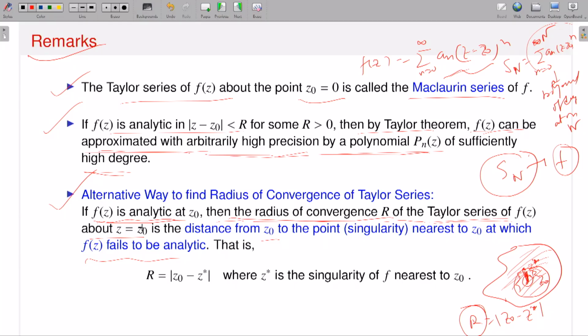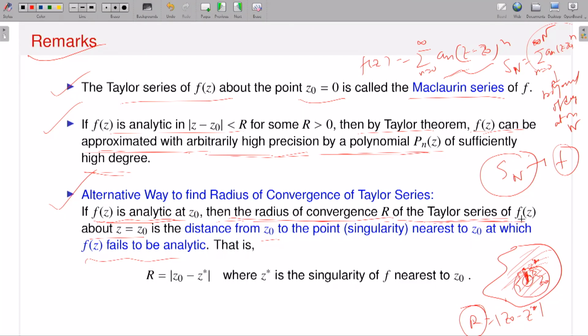So an alternative way to find it: if f(z) is analytic at the point z0, then first of all, by Taylor's theorem, it will have a power series expansion. Once you have a power series expansion around the point z equal to z0, it will have a radius of convergence. What will be the radius of convergence? You just find the nearest singularity from the point z0. The r is the distance from z0 to that singularity. You can expect that this r is the radius of convergence of the power series of your function f around the point z equal to z0.